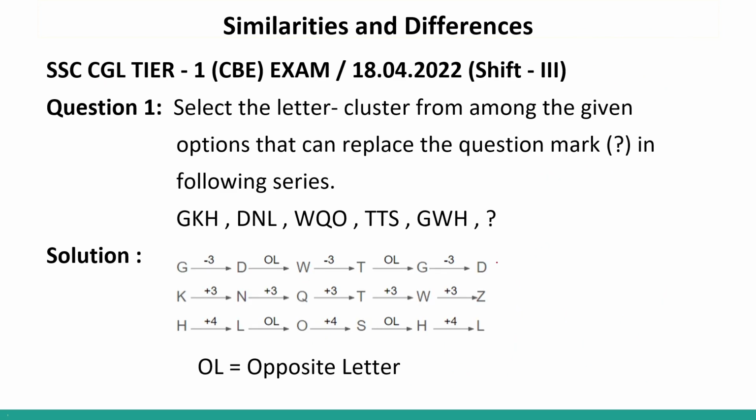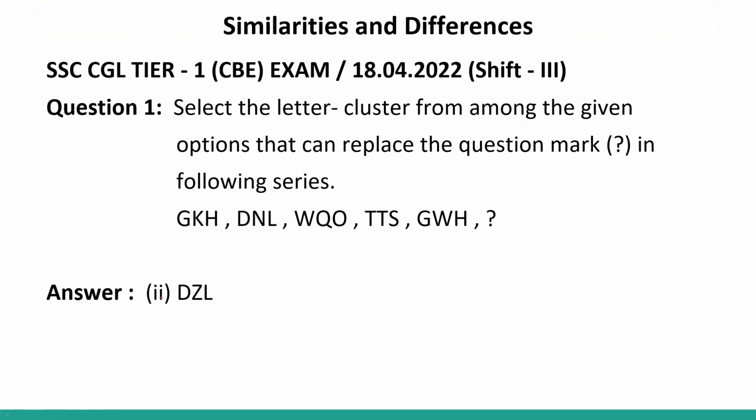So here you can see, if you look at the solution, the first one we figured out was -3, then opposite letters, -3, then opposite letters, -3. Similarly, the second series was an increment of 3 positions, and the third series was an increment of 4 positions and opposite letter, alternating between these two. And the code was DZL, which was option number 2. So using the elimination approach made our work so much easier, and we could answer the question faster.